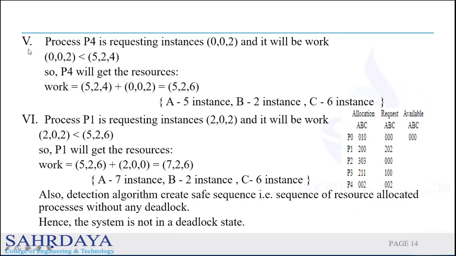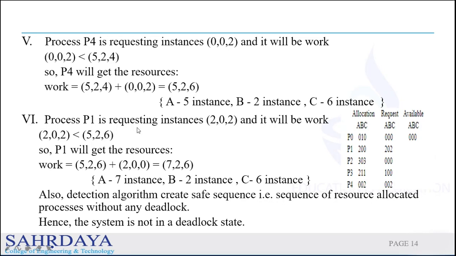Now, we have reached the fifth step. In the fifth step, process P4 is requesting instances 002 and it will work. 002 is less than 524, so P4 will get the resources as work equals 524 plus 002 equals 526. Therefore, work equals 526. Now we are moving to the sixth step.